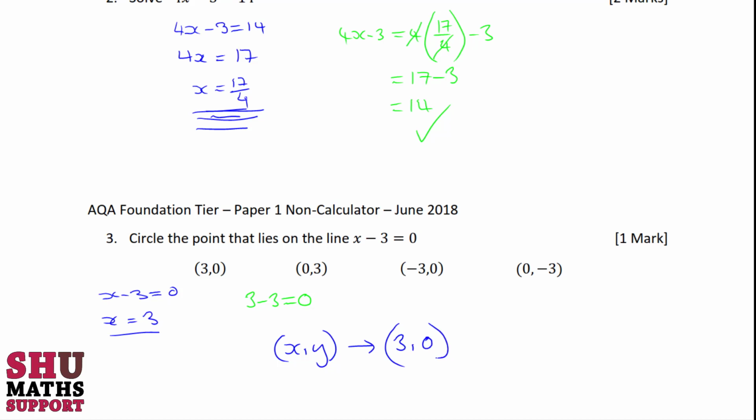So we want to circle the option that's (3, 0), which is the first option, so we'll just give that a circle there, and that answers our question, and we should get that 1 mark.